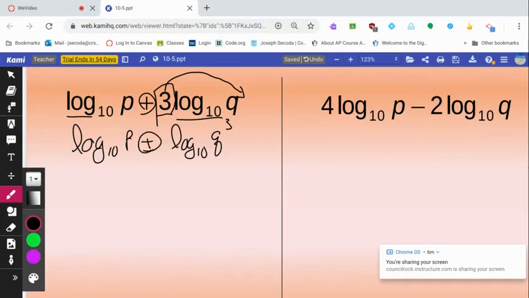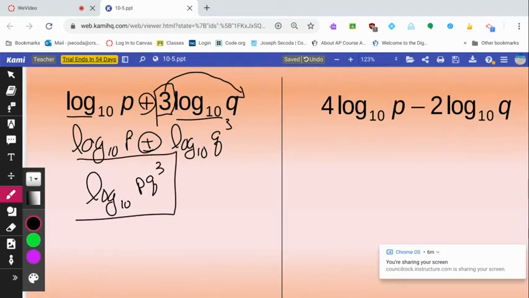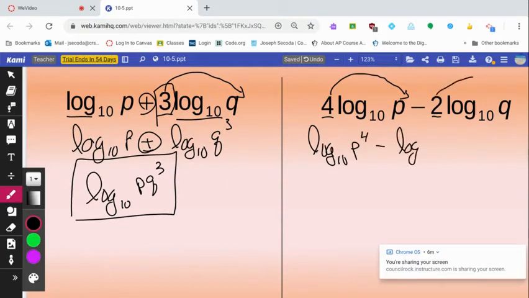Now it's a sum. A sum of two separate logs becomes the product. So that's going to be condensed to one log, log of pq to the 3rd. So we got a product out front, so by the 3rd law, he gets to go in the back as a power. That's going to be log base 10 of p to the 4th minus log, the 2 again gets to go back as a power, base 10 of q to the 2nd.